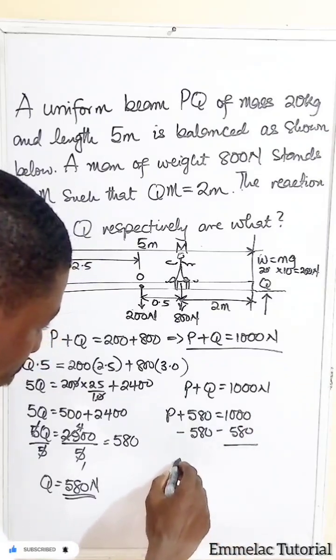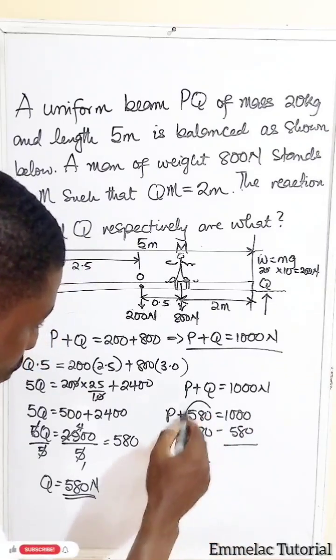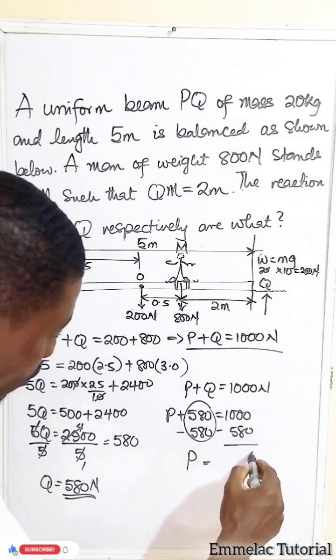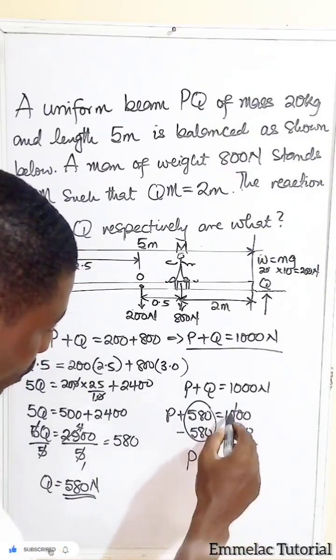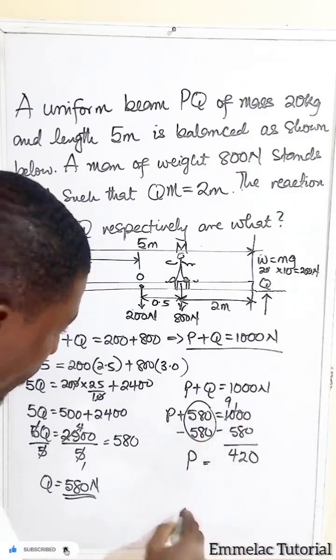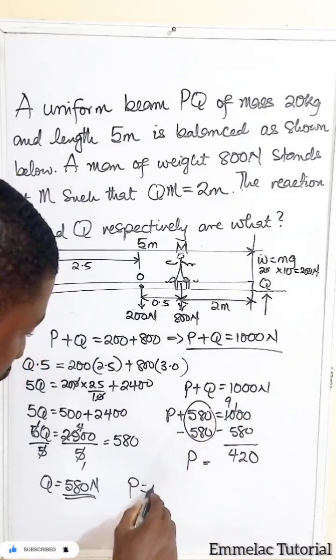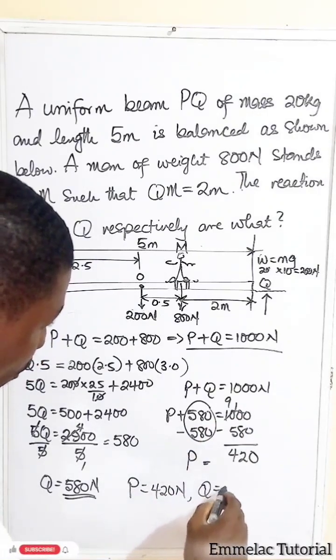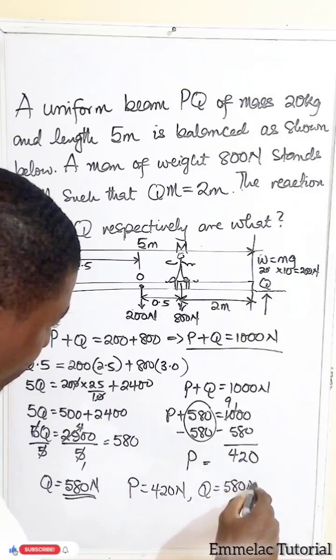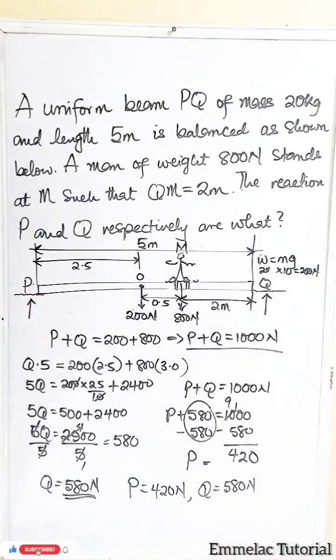So we end up having that P, because the whole of this now will give us 0. This is 0, this is 2, then this is 9, 4. So P equals 420 Newton and Q equals 580 Newton. So these are the reactions of P and Q on the beam.